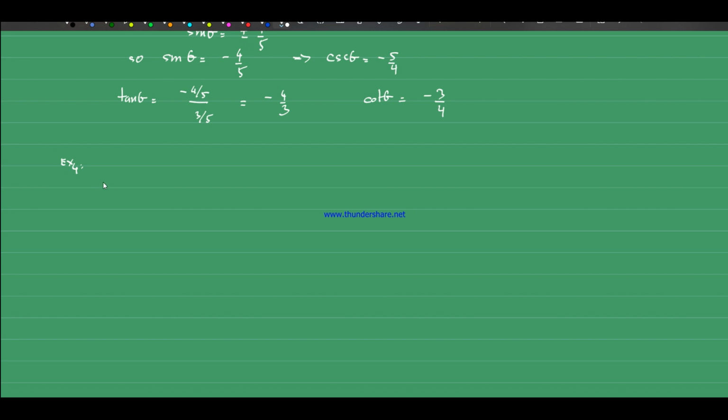Given sine theta is square root 2 over 6, and they give you cosine theta less than 0. Oh, for this one, they don't give you the quadrant. I mean, you need to figure out the quadrant. Find the other trig functions.